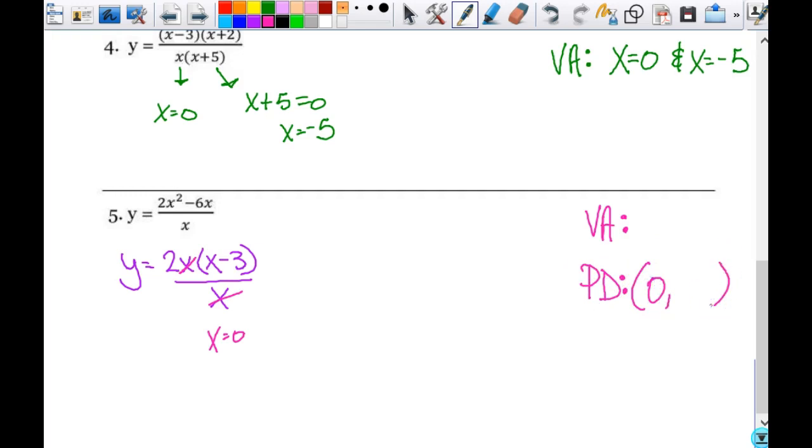So then I get y equals 2 times x minus 3. So when I plug in my 0 for my x, 0 minus 3 is a negative 3, times 2 will give me negative 6. Okay, so then for my vertical asymptote, what is it? None, because it's a line, right? Everybody okay with all that? Yes? Awesome.